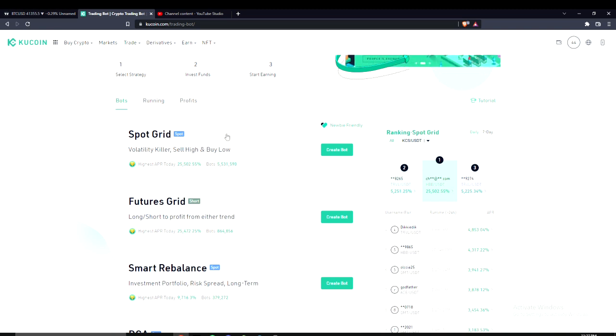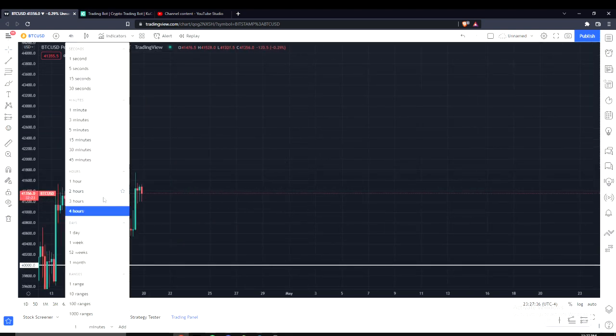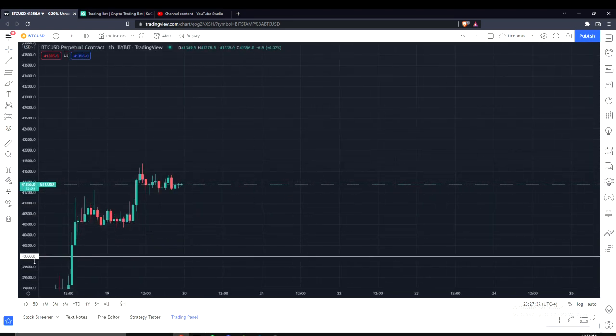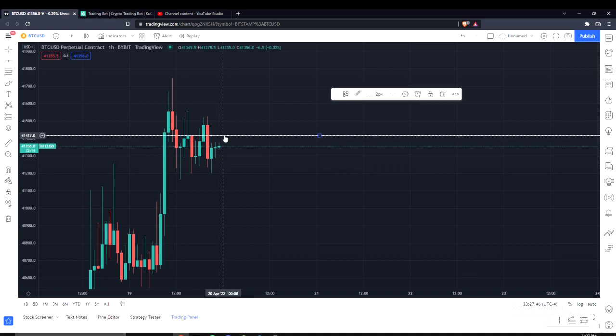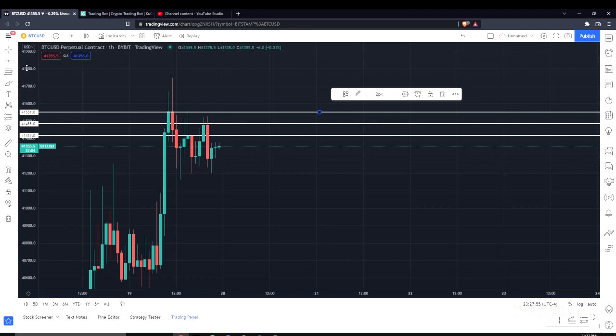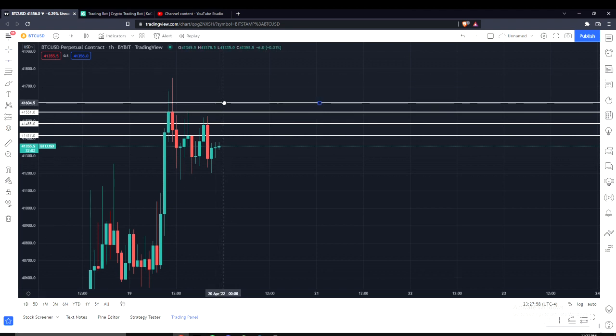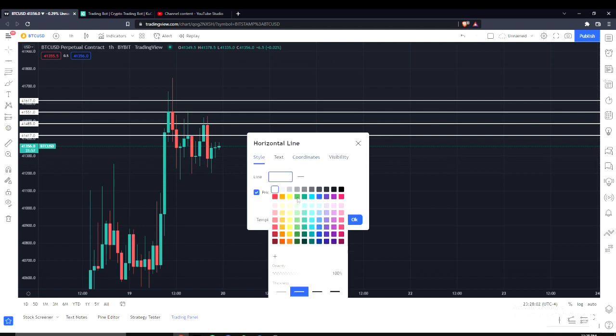Sounds pretty simple. Now for instance, let's say we have this chart, right? Because price is here right now, it would make a bunch of sell limits and a bunch of buy limits. That's just to show you what it would look like. Now these would be evenly spaced apart, and these would all be sells. Let's make them all red.